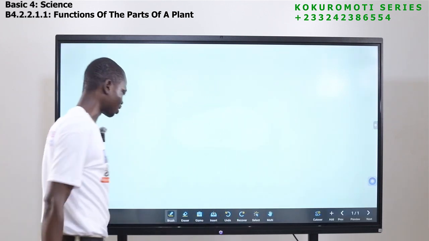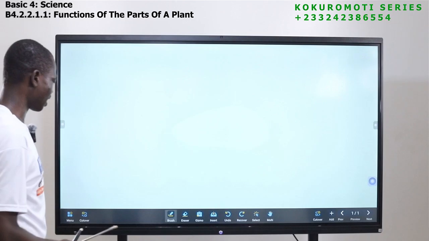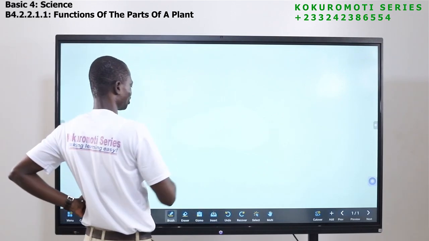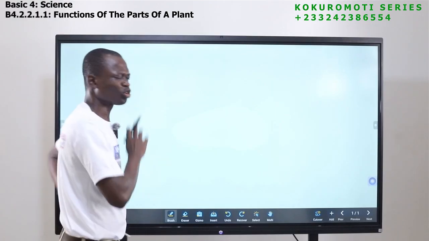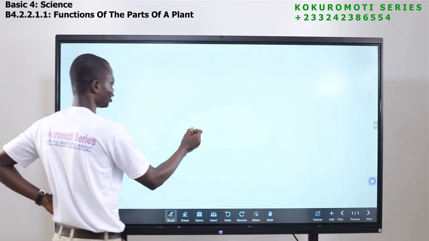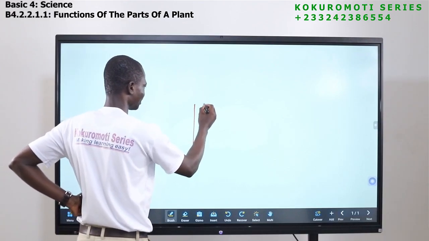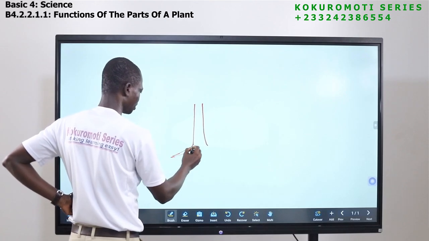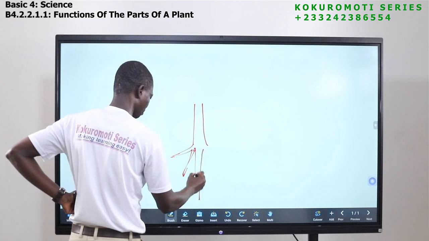So this is our board. Now, if I ask you to draw a plant, I expect you to draw something nice. You know, I'm not good when it comes to drawing, but I can do something for you. So let me start from here. This is the stem. Have you seen it? We have the stem, the roots are here. This plant has tap roots.